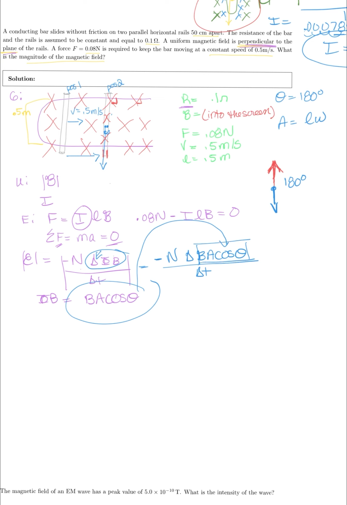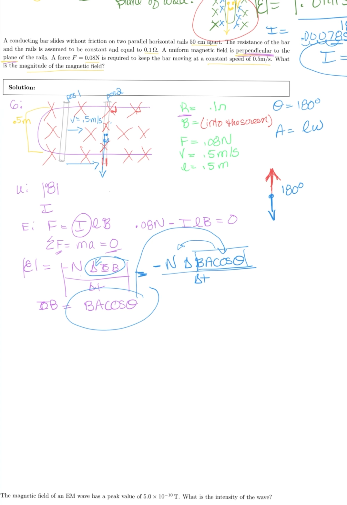Well, the thing about a change is that if something isn't changing in this, we can pull it out. So what is actually changing? The magnetic field is uniform. It's not changing. So we're not having a change in our magnetic field, so we can pull it outside. So we have B, it's constant.